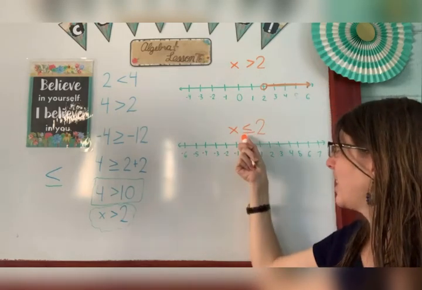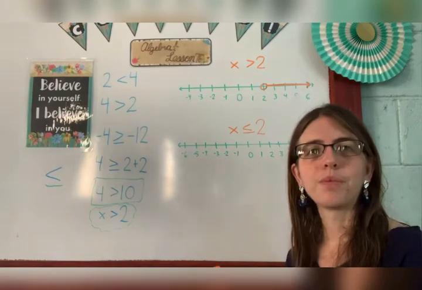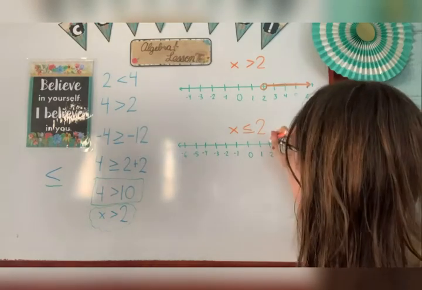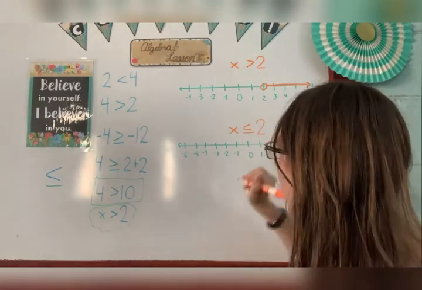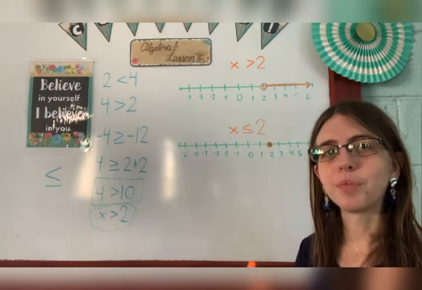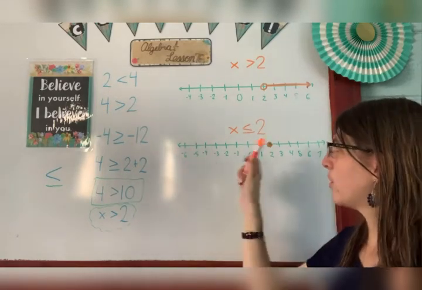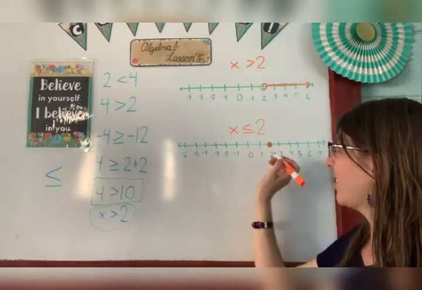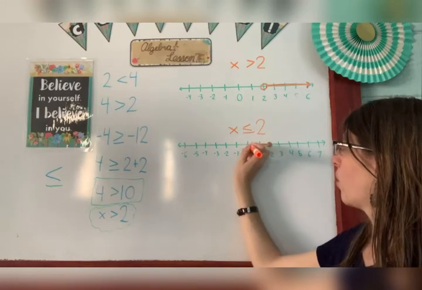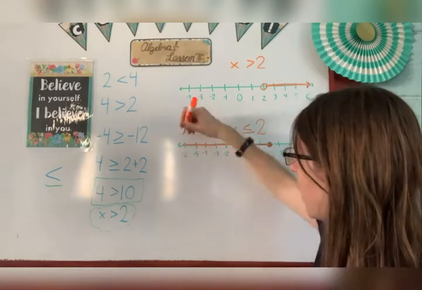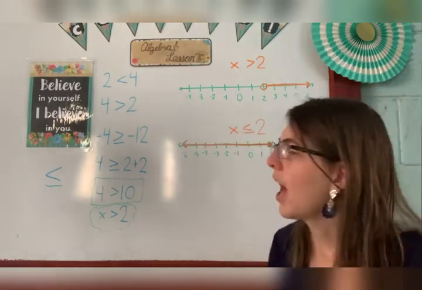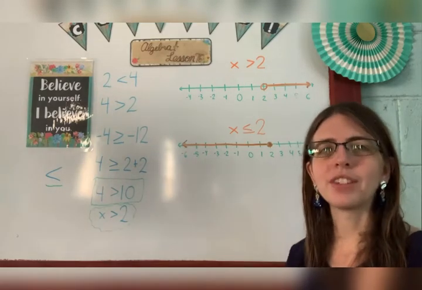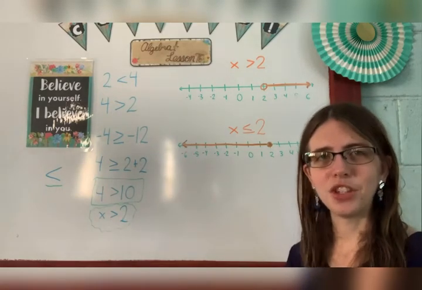All right, let's try the next one. X is less than or equal to 2. Okay, this time it could be equal. So I'm going to put a closed circle over my 2 because it could be part of the solution. Now, which way do I need to go? To the left or to the right? Well, it says that it's all the numbers that are less than 2. So that means I need to go to the left and include all of those numbers. I put an arrow on the end to show that it continues on into infinity, all of the numbers that are less than 2.